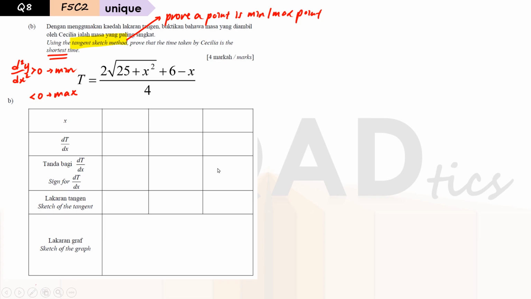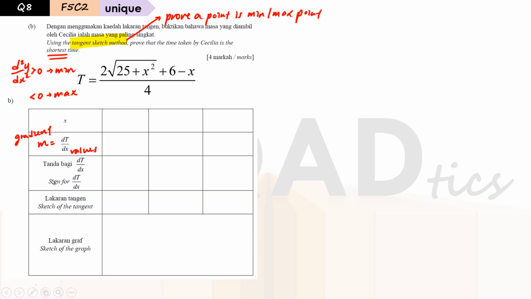So let's understand this table row by row first. Okay, so x is just x, alright, the x value from this equation. Okay, dt over dx. So dt over dx, also known as the m, which we have learned in question 1, right? So this one, dt over dx, is the gradient. So this means from point x, what is the gradient? Okay, so this row would be values.